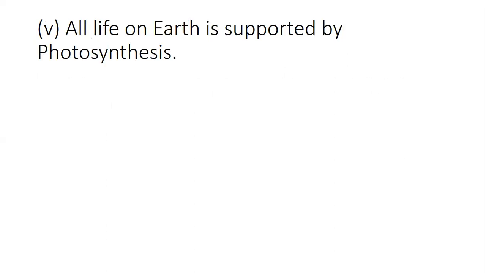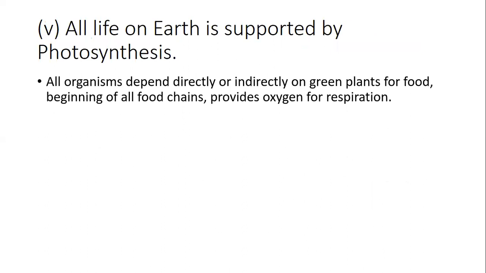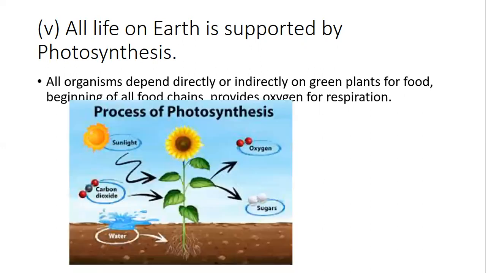Okay. All life on earth is supported by photosynthesis. This was the last question. So answer is all organisms depend directly or indirectly on green plants for food. Beginning of all food chain, provides oxygen. So the simple answer is it provides food for all and it provides oxygen for respiration. Okay. So this is the structure.